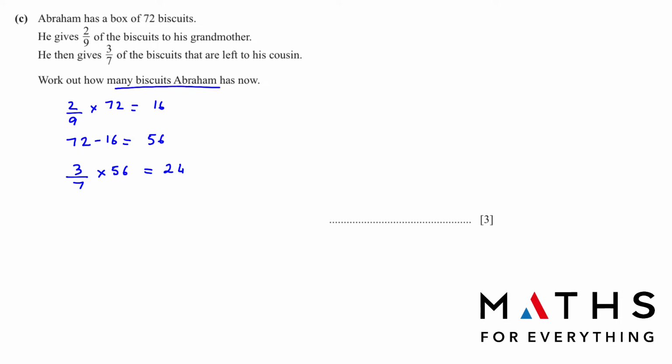How many biscuits has Abraham now? So from 72 minus 24 and 16. The ones he gave to his grandmother and the one he gave to his cousin. This will give us 32. That's the number of biscuits he has with him.